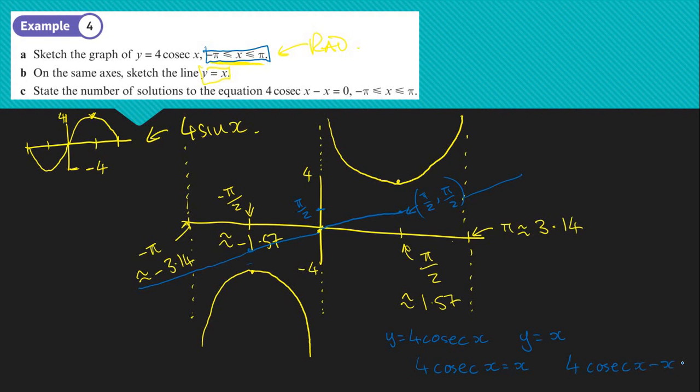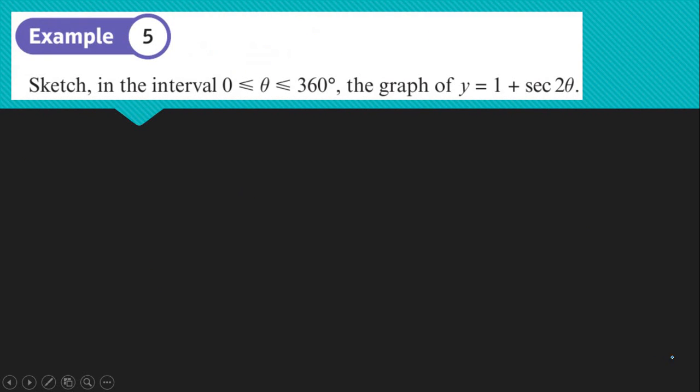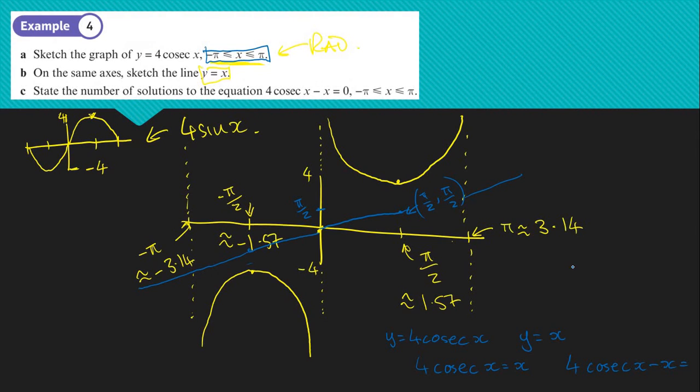Both of those equations will be true whenever those lines cross, and so wherever those two lines cross will indicate a solution. But those two lines don't cross, and so therefore the amount of solutions that you've got is 0.